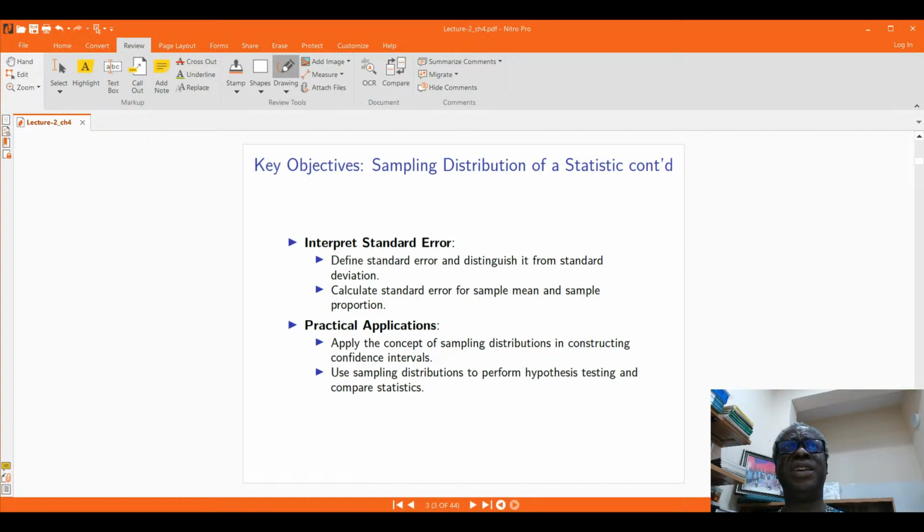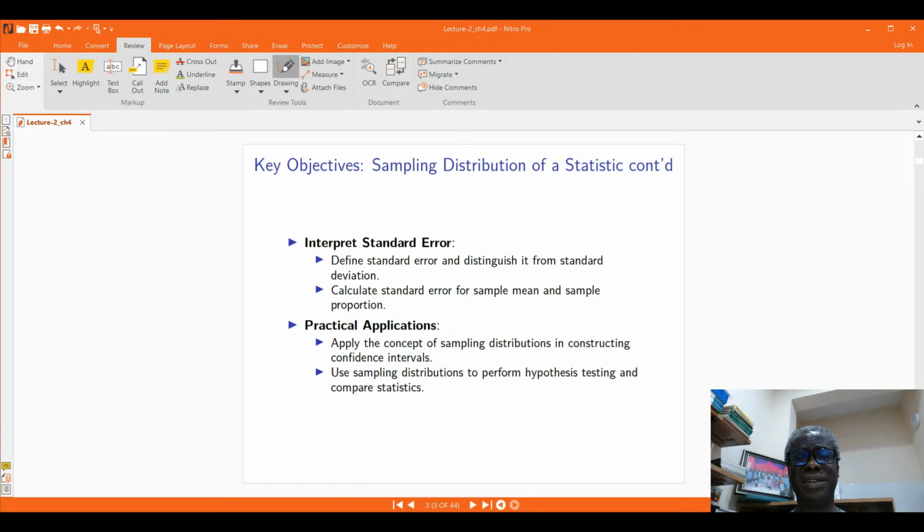At the end of the lecture also, you should be able to interpret standard error. You should be able to define it and distinguish it from standard deviation. You should also be able to calculate it for sample mean and for sample proportion.